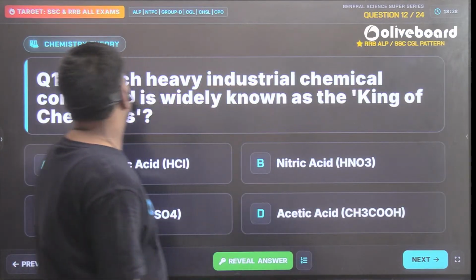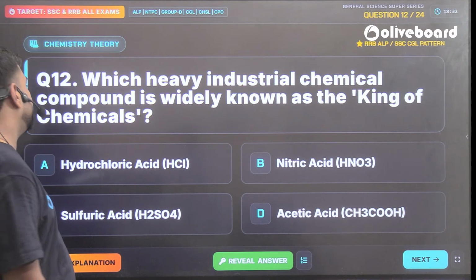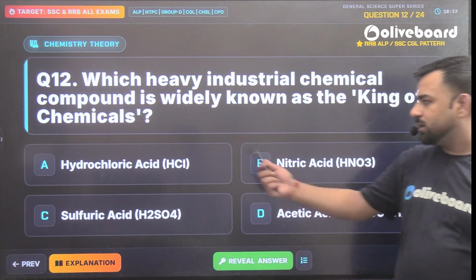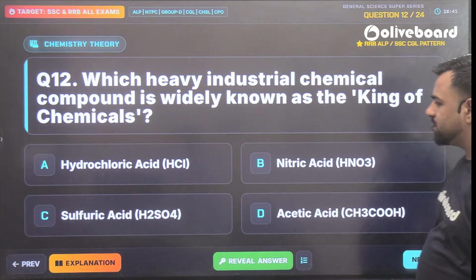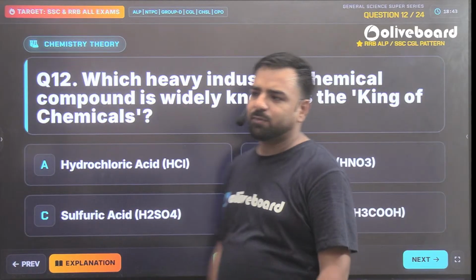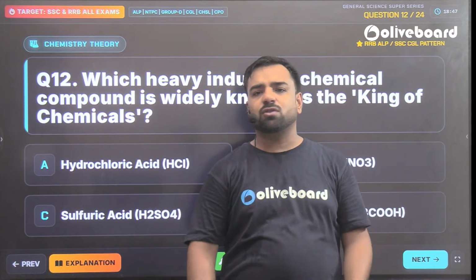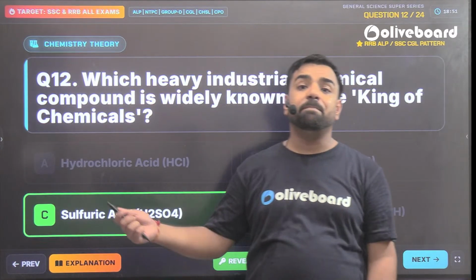Next, which heavy industrial chemical compound is widely known as the king of chemicals? You have four options. Shubham and Manoj, is it HCl, HNO3, H2SO4, or CH3COOH? Guys, this is sulfuric acid because it is used in the formation of most of the acids and most of the compounds. So here the answer will be sulfuric acid. It is also used in our batteries.